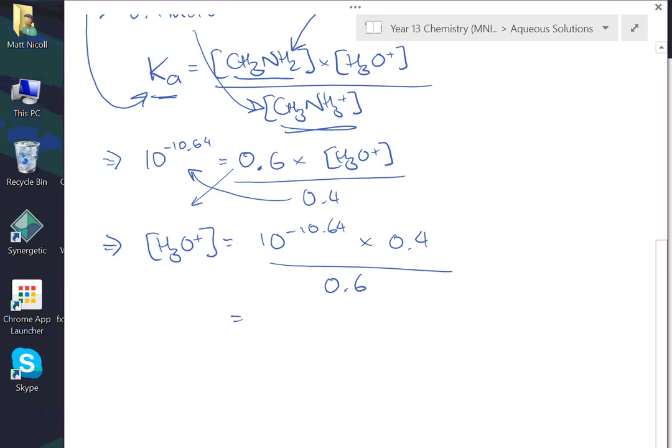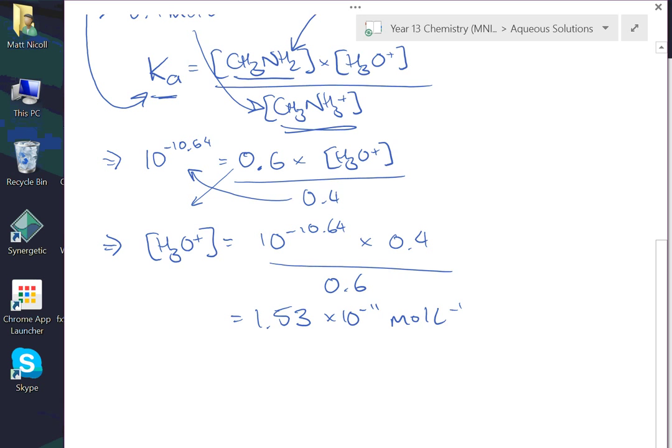And when I put this in my calculator, so sorry, bear with me while I do this, 10 to the power of negative 10.64 times 0.4 divided by 0.6 equals, I get 1.5272, and it keeps going, so I get 1.53 times 10 to the negative 11 moles per litre.